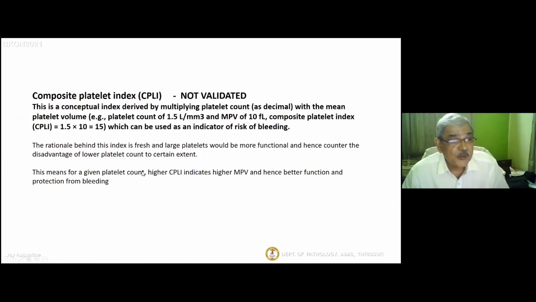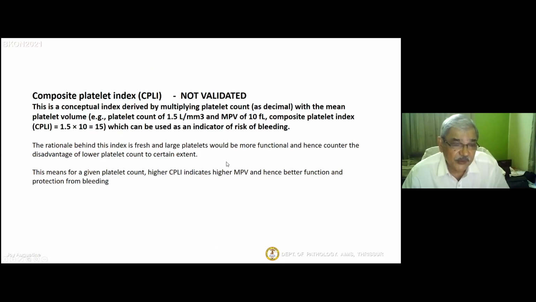Now, the composite platelet index is not a validated index. However, it's a conceptual index derived by multiplying the platelet count as a decimal with the mean platelet volume. That is, if it's 1.5 lakhs, you multiply 1.5 into the mean platelet volume. This theoretically gives you the actual volume, the bulk of the platelets in that sample.